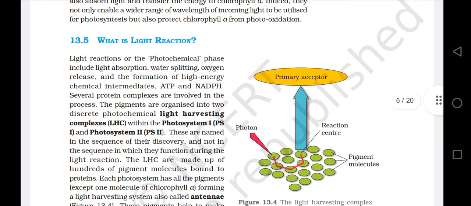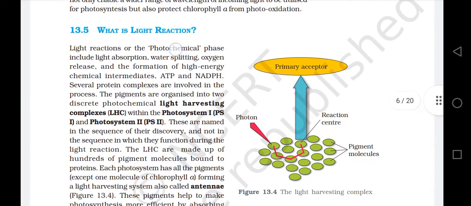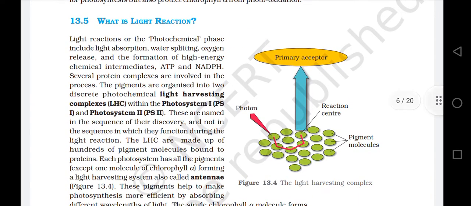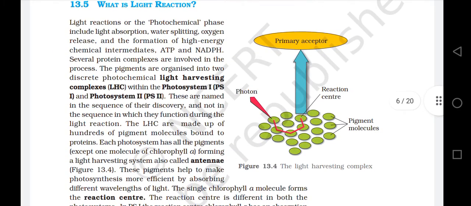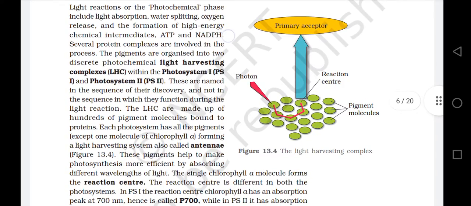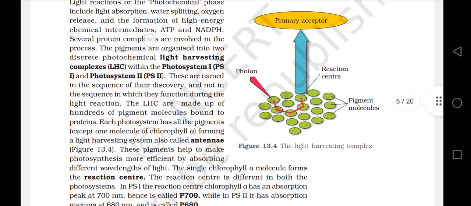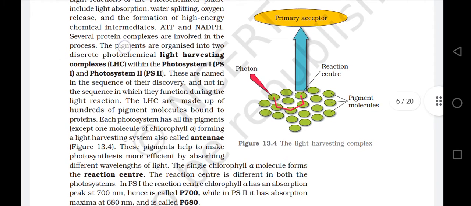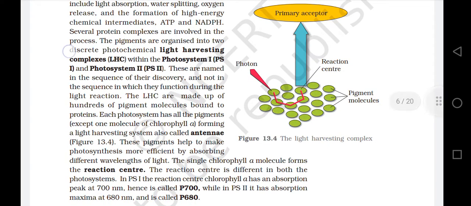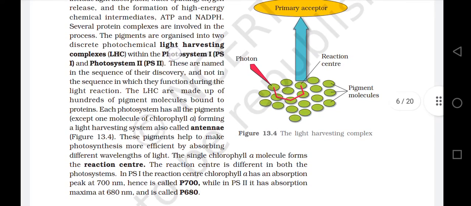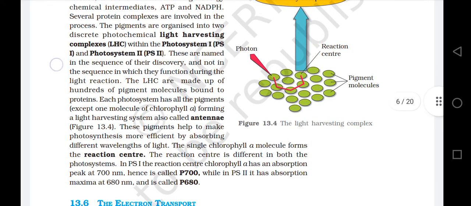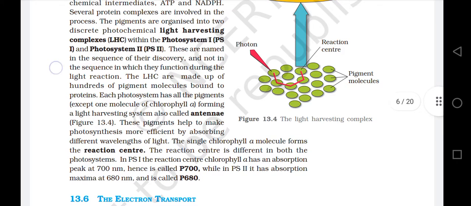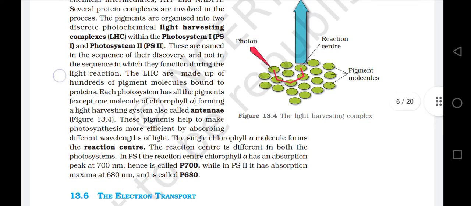13.5. What is light reaction? Light reaction or photochemical phase includes light absorption, water splitting, oxygen release, and the formation of high-energy chemical intermediates, ATP and NADPH. Several protein complexes are involved in the process. The pigments are organized into two discrete photochemical light harvesting complexes, LHC, within photosystem 1, PS1, and photosystem 2, PS2. These are named in the sequence of their discovery and not in the sequence in which they function during the light reaction.